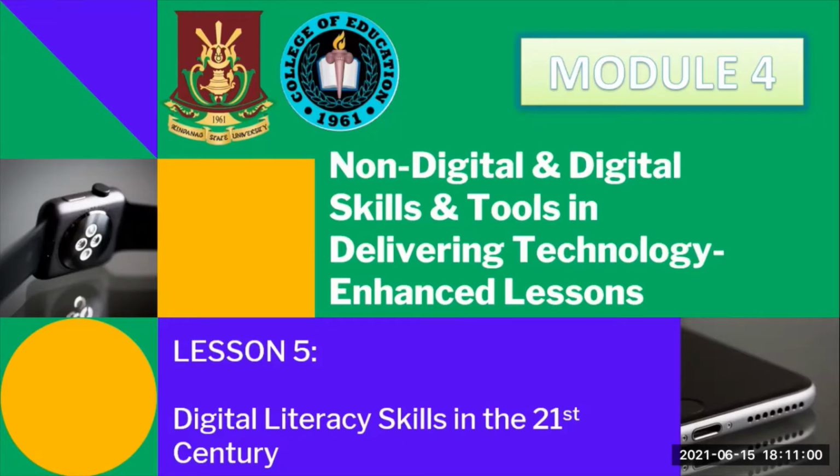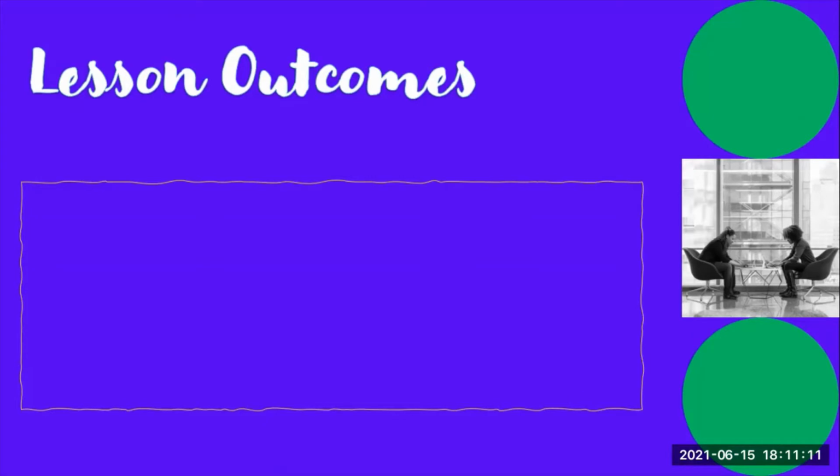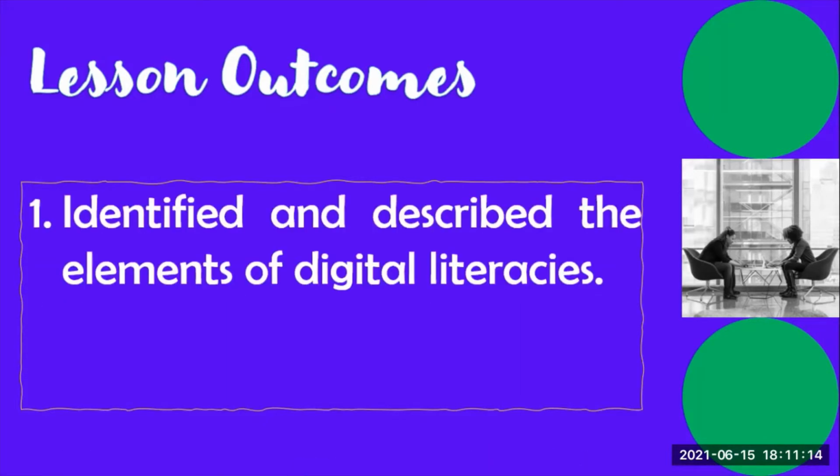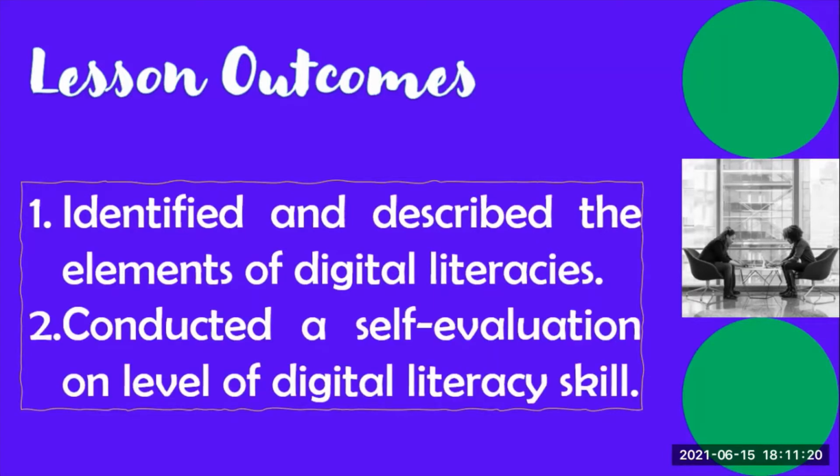Good day. This is Module 4, Non-Digital and Digital Skills and Tools in Delivering Technology-Enhanced Lessons. Lesson 5, Digital Literacy Skills in the 21st Century. Here are the lesson outcomes. Identify and describe the elements of digital literacies and conduct a self-evaluation on level of digital literacy skill. This is the reason why I gave you a Google form for you to answer a survey. That is actually a self-evaluation on level of digital literacy skills. Specifically, that is the digital literacy skills self-inventory.